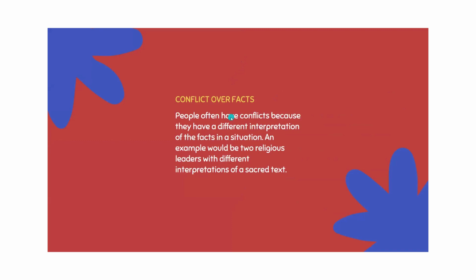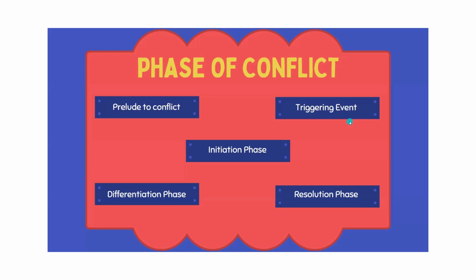And the last one is the conflict of facts. People often have conflict because they have a different interpretation of the facts in a situation. An example would be two religious leaders with different interpretations of a sacred text. This is common and happens a lot in our country. And next up is the path of conflict. The first is the prelude to conflict. Preludes to conflicts involve all factors which possibly give rise to a conflict among individuals: lack of coordination, difference in interest, dissimilarity in culture, religion, educational background, and all instruments in arousing a conflict.